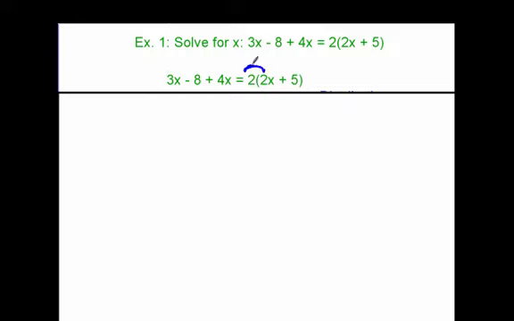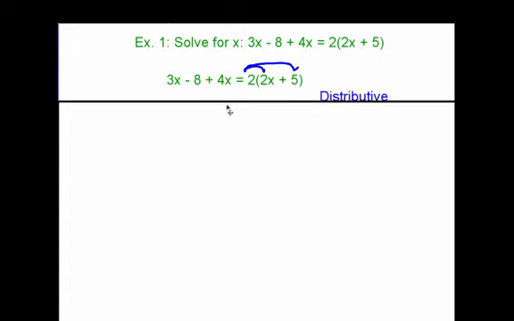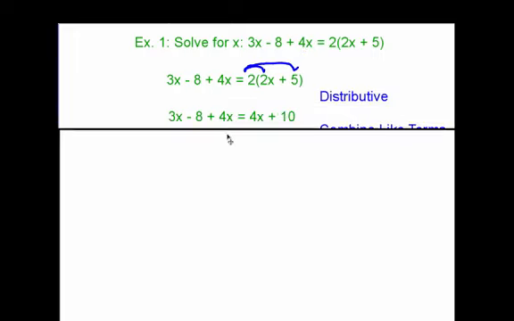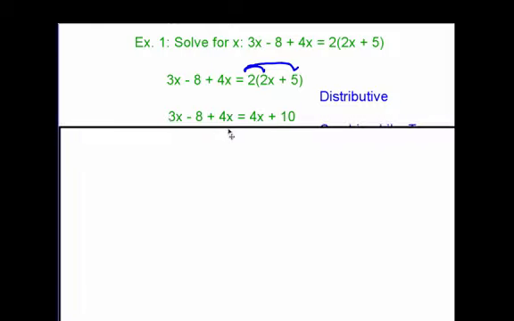2 times 2x and 2 times 5. We know 2 times 2x is 4x and 2 times 5 is 10. So I get this equation right here. My left side stays the same, my right side becomes 4x plus 10.